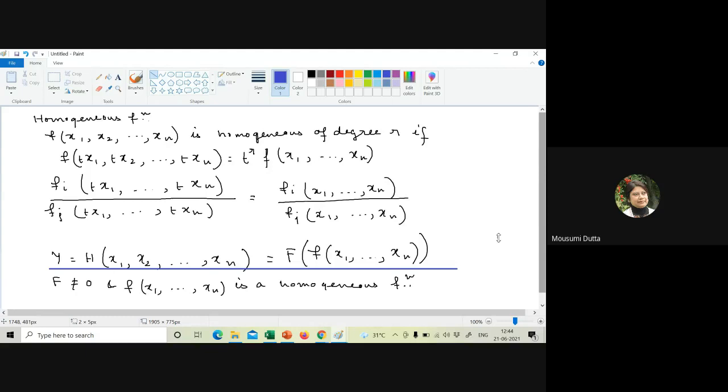Add one more sentence. If a production function is homogeneous of degree 1, then marginal products are homogeneous of degree 0.